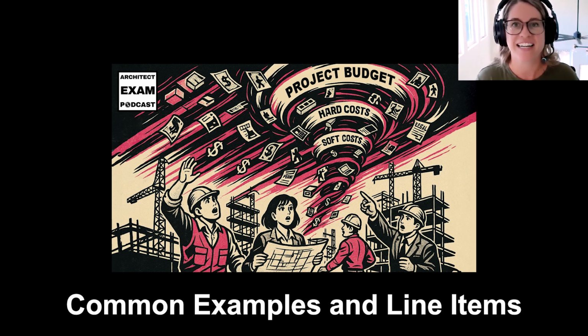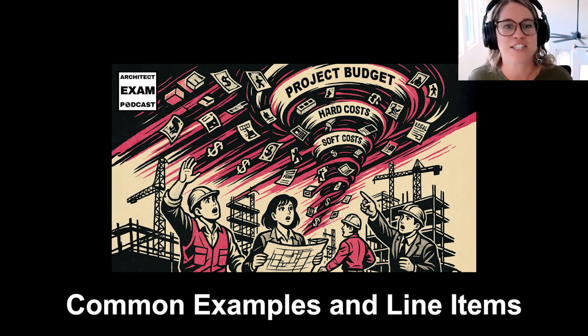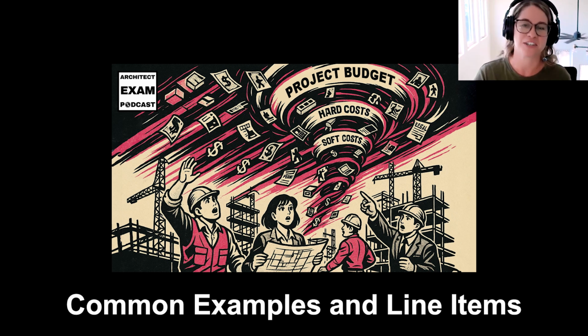You know that feeling when you finally get your building permit approved? That is the sweet relief of one soft cost hurdle cleared.